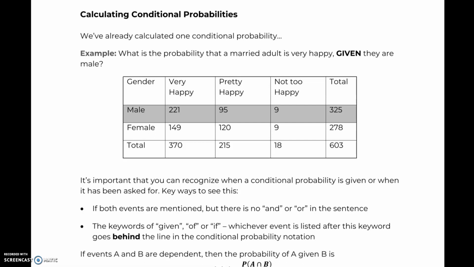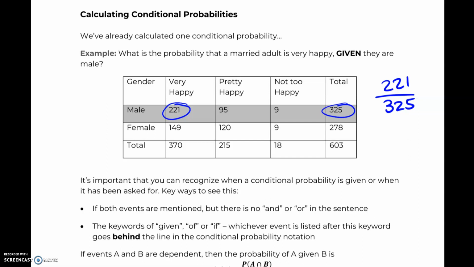We've already looked at conditional probability in the context of a contingency table. For example, we've looked at the question, what is the probability that a married adult is very happy given that they're male? The given part, which is the highlighted part over here, is the male. And we want to know the probability that he's very happy. So we're simply going to look at the very happy males divided by the grand total of the males. That probability that we'd found before was 221 over 325. And then we can calculate the decimal equivalent for it.